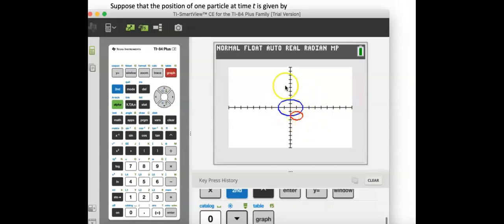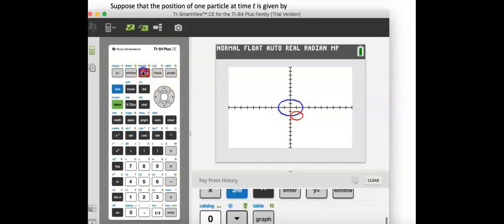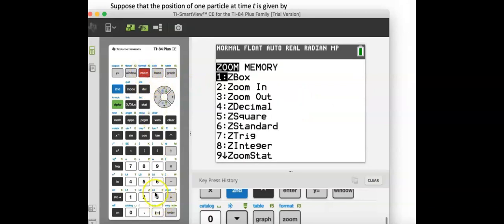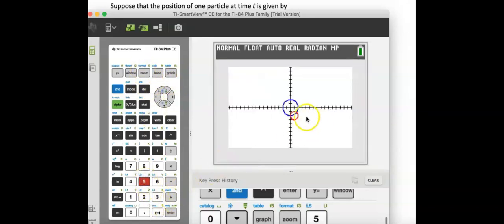Now, to get a better picture of this, this is a standard window. This gives us 10 by 10, but to see what shape these curves actually are, we're going to go to zoom 5. Gives us a square window, so our proportions are correct. Just takes into consideration the fact that this is a rectangular screen. So we can see what this is going to look like.